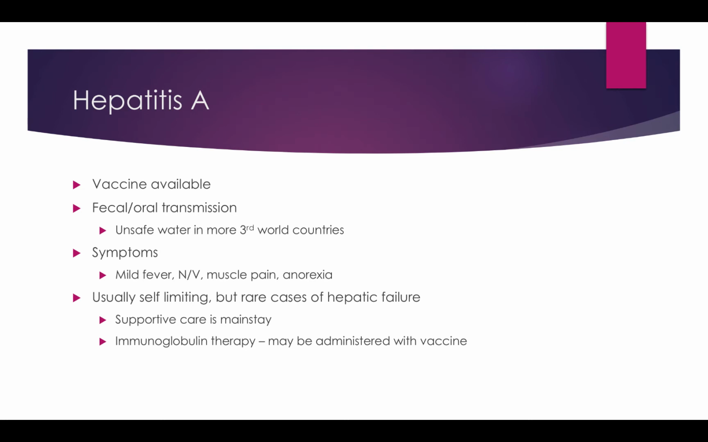Symptoms: mild fever, nausea and vomiting, muscle pain, anorexia. The GI symptoms are probably the most common, and you can understand how that gets transmitted through dirty, unsafe water. It's usually self-limiting. In rare cases, it can go into hepatic failure. Supportive care is the mainstay of therapy. There is immunoglobulin therapy that can be utilized, but if this is happening in third world countries, we might not have access to that as well.